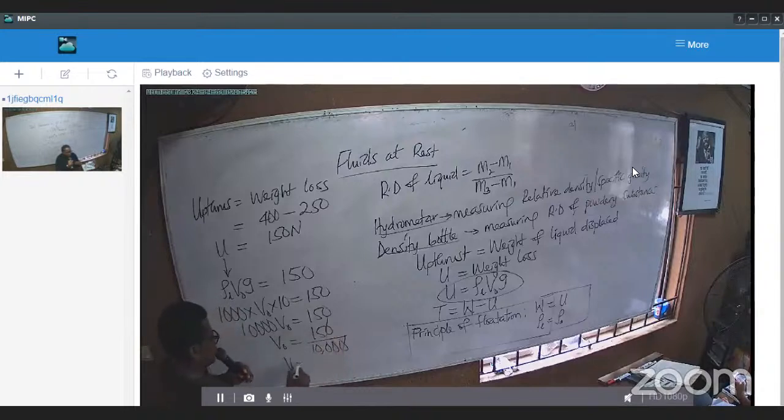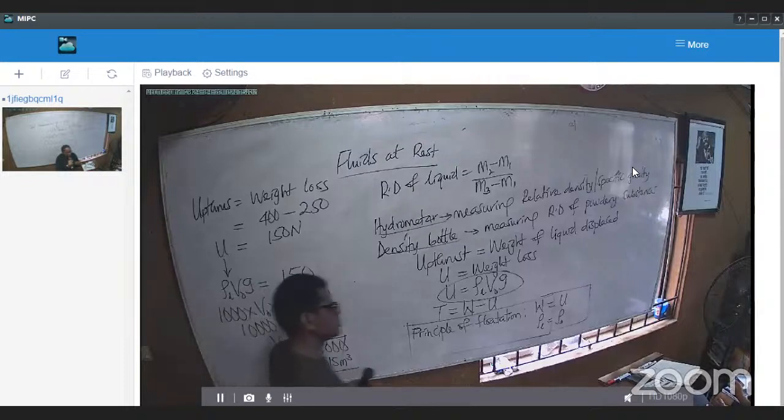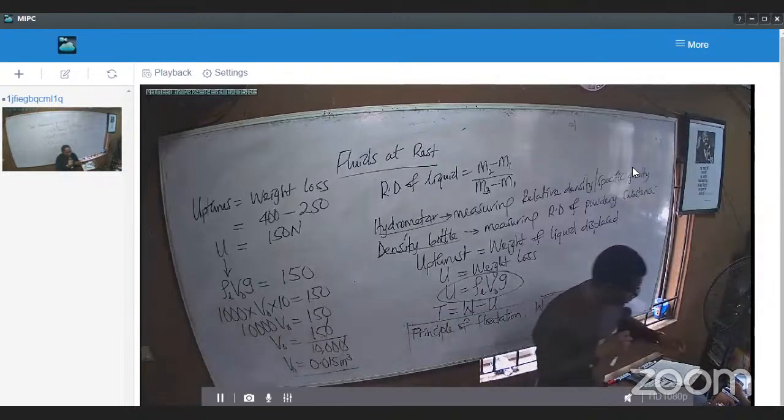V naught will now be 0.15. Are you sure? You can also put it in standard form.